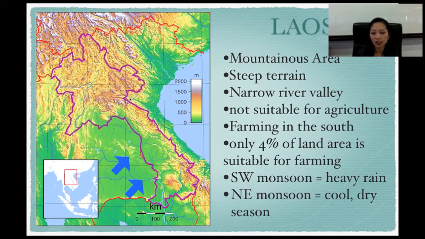Like other nations in mainland Southeast Asia, Laos has a tropical monsoon climate with a rainy season from May through October, and then a cool dry season from November through February, because that's the northeast monsoon flowing from China down here, and a hot dry season in March and April. Okay.